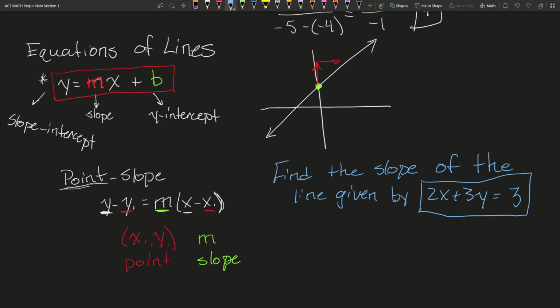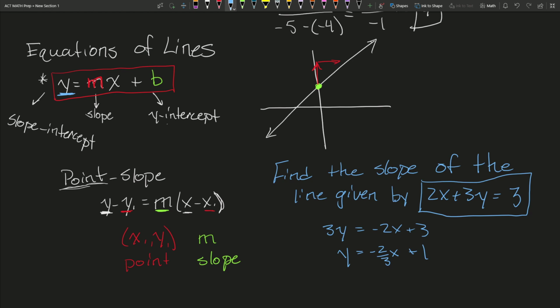Almost, but we need y on the left-hand side, right? In slope-intercept form, we have y is equal to something else. 3y is equal to, yeah, negative 2x plus 3. But that's still not just y is equal to something, that's 3y. So what do we have to do? Yeah, by 3, right? So when we divide everything by 3, we get y is equal to negative 2/3 x plus 1, right? Does that make sense? Are you guys following along? Okay.